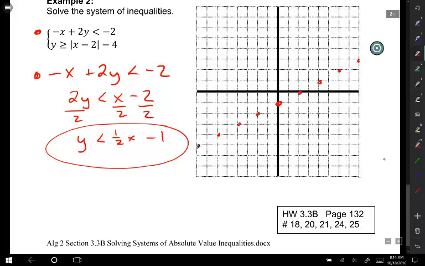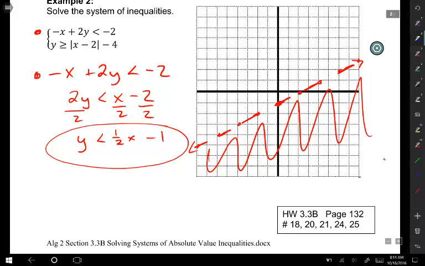Stephen, what do you think? Solid or dotted? Dotted. Excellent. Do you know if it's shaded above or below, Stephen? Okay. There we go. All right, let's look at our second one.